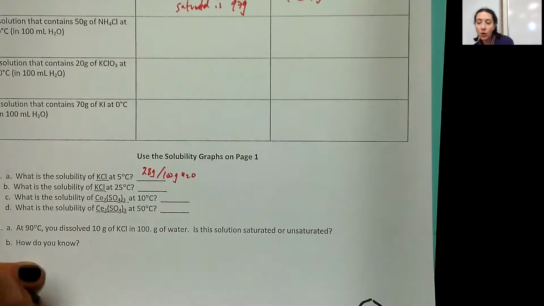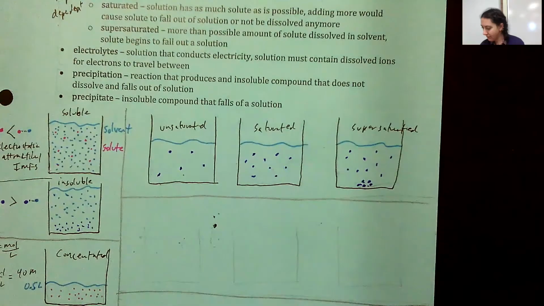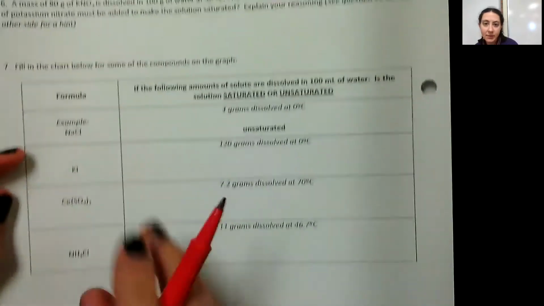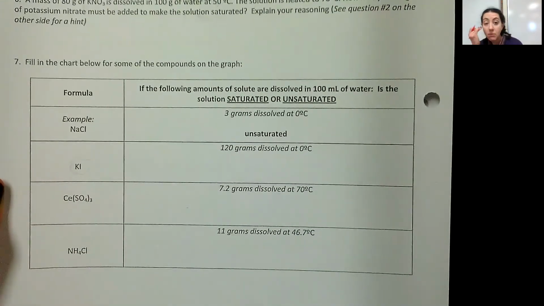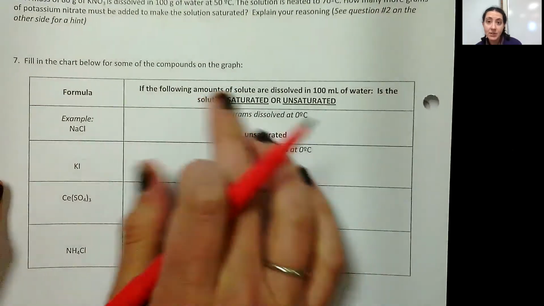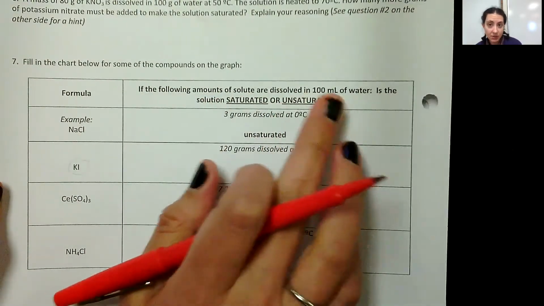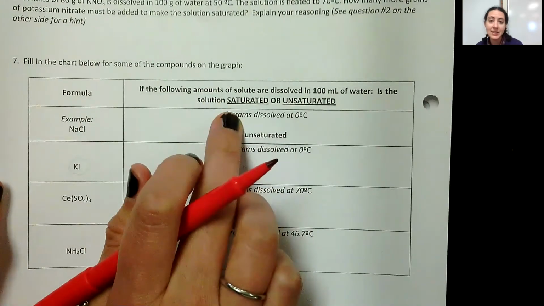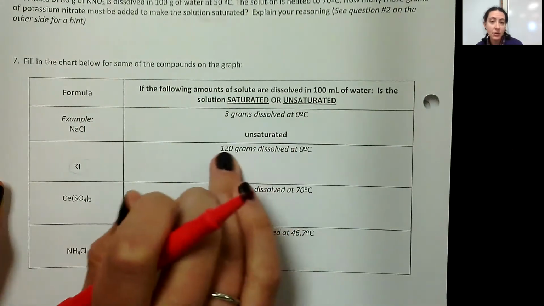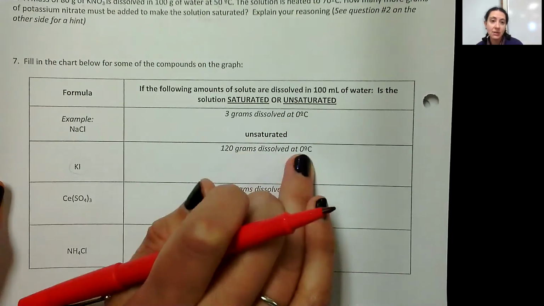Okay, there's a whole bunch more questions just like this, but let's just see if we can find another one. Oh, here's another. There's more questions here that you should be able to answer. Let's try one more of these. How about, this is potassium iodide. Let's find out if these are saturated, if they're dissolved in 100 milliliters of water, which is convenient because that's what our chart tells us all about. Is this saturated or unsaturated? So 120 at 0 degrees Celsius. Let's find out.